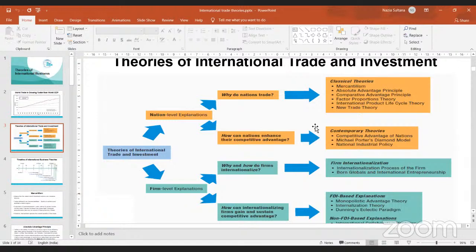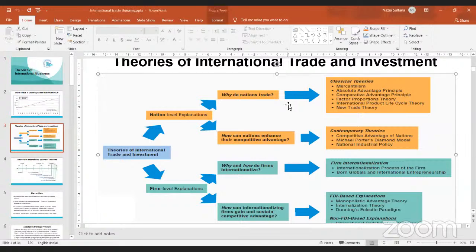So now let us see the various theories which were there. The first one is the classical theories, under which you have 6 theories. And then you have the contemporary theories. And then you have theories to do with firm internationalization, and the theories which explain the FDI explanations. So those different sets of theories are available to individuals.